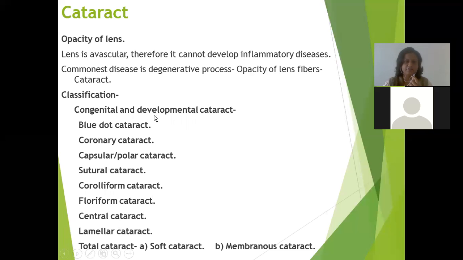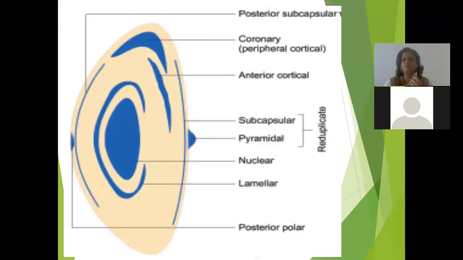the congenital and developmental cataract, blue dot cataract, coronary cataract, capsular or polar cataract, sutural cataract, corolliform cataract, floriform cataract, central cataract, lamellar cataract, total cataract, that is soft and membranous cataract. So in the next part we will learn about the diagrammatic presentation of the cataract.